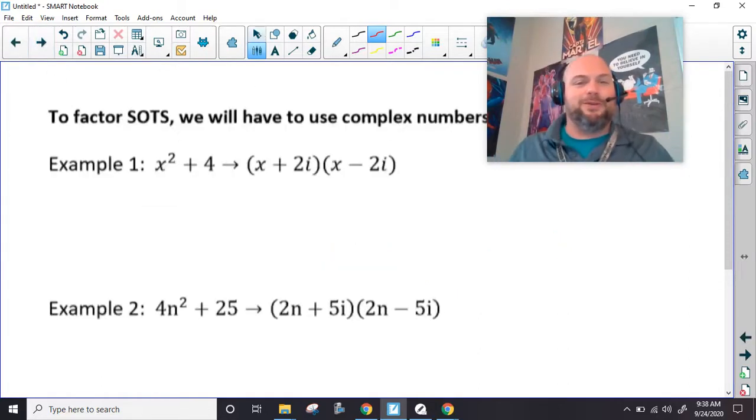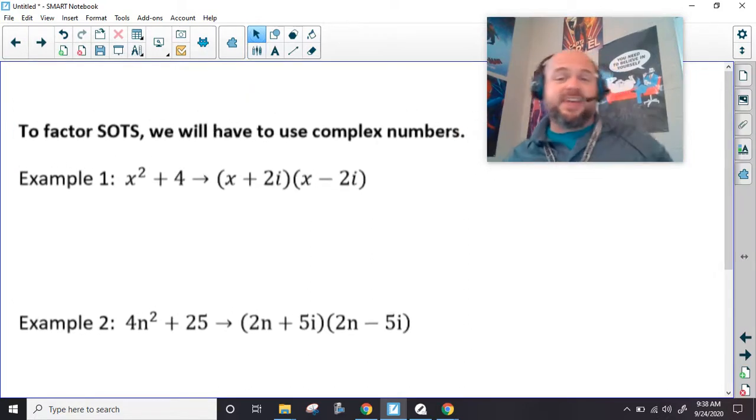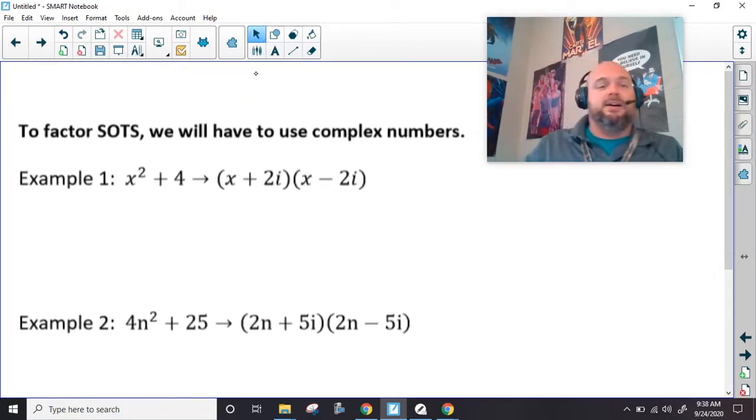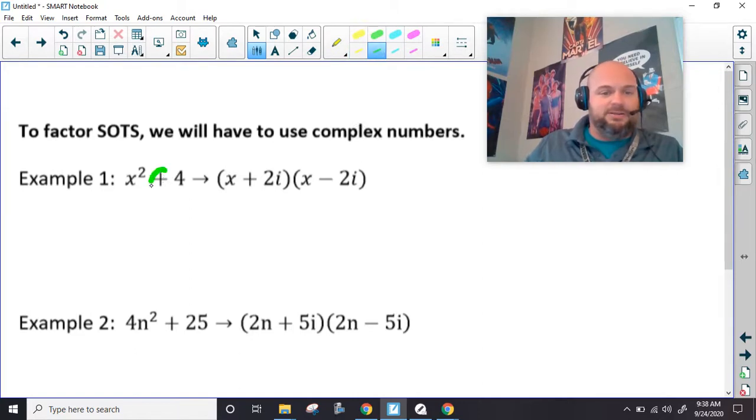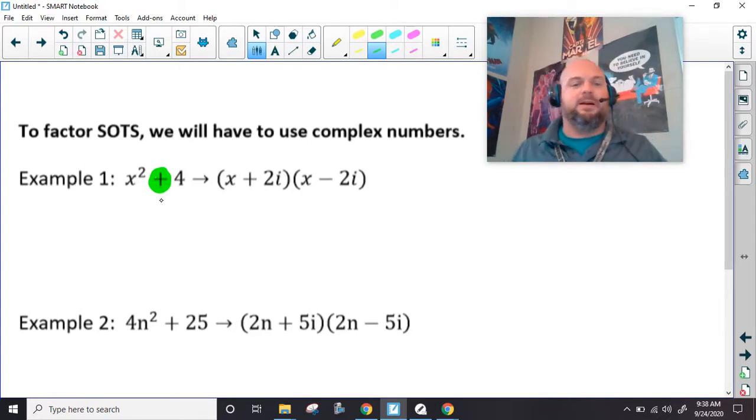So if we're looking at this, we're looking at SOTS. The big thing that you need to remember with this is this sign right here. This is a plus right here. This is a perfect square plus a perfect square. And when this happens, it's very similar to what we just had with dots, but now it was SOTS. We actually just add an i right here. That's really all we have to do that's different. I know, don't you love it?